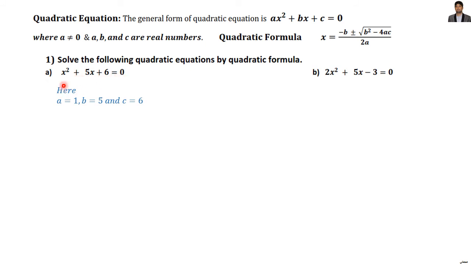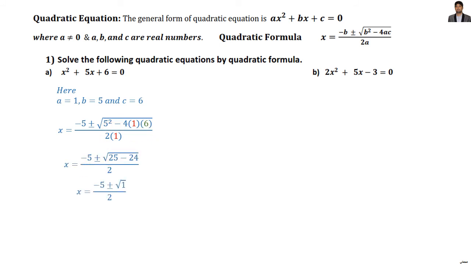So first step, we have to find a, b, and c. a is the coefficient of x squared, b is the coefficient of x, c is the constant number. Put all these values in this formula, replace a, b, and c. b is 5, b is 5, minus 4, a is 1, c is 6. Simplify this. 25 minus 24 will give you 1.